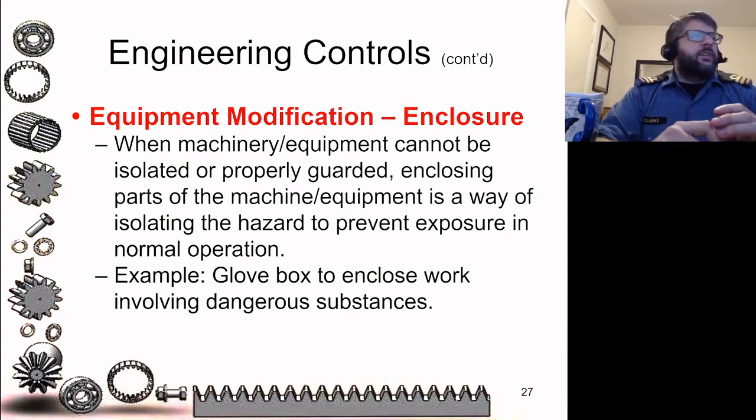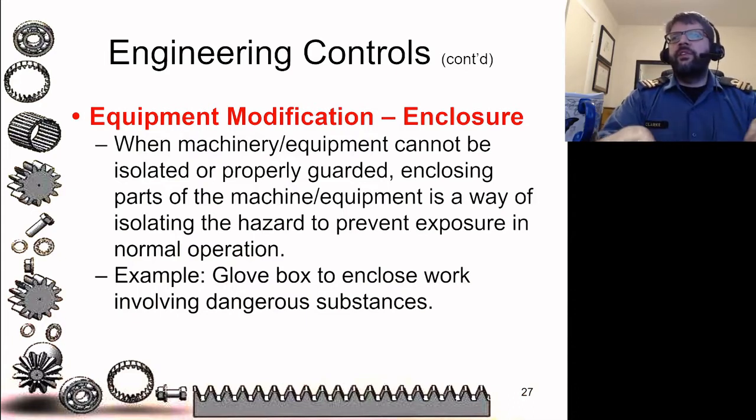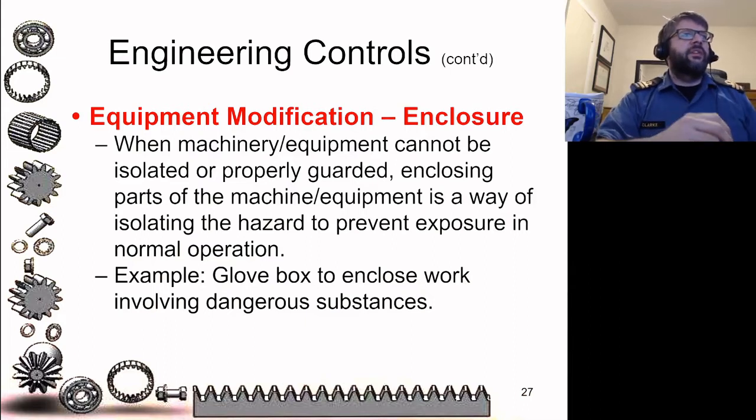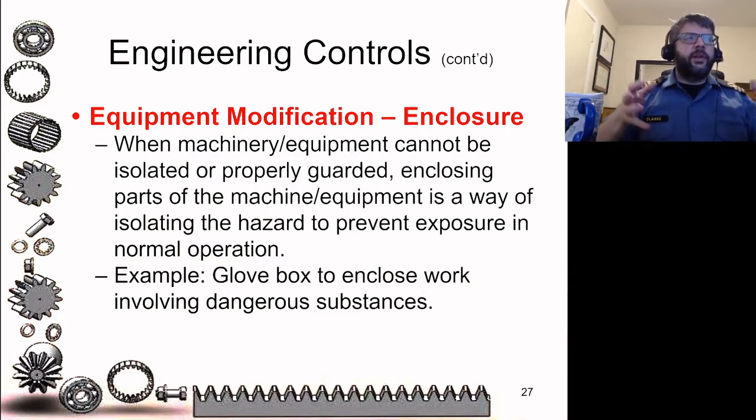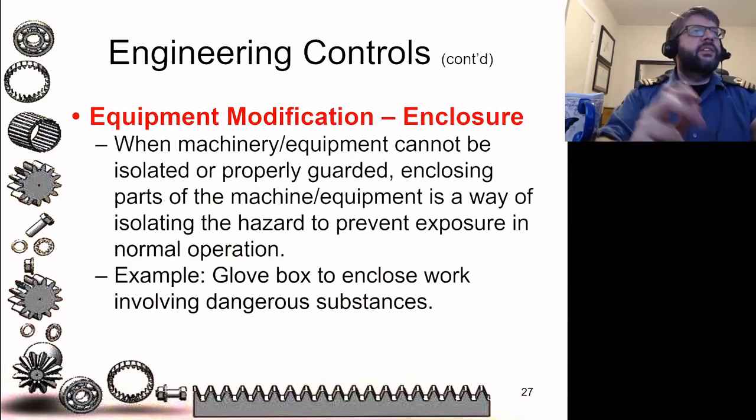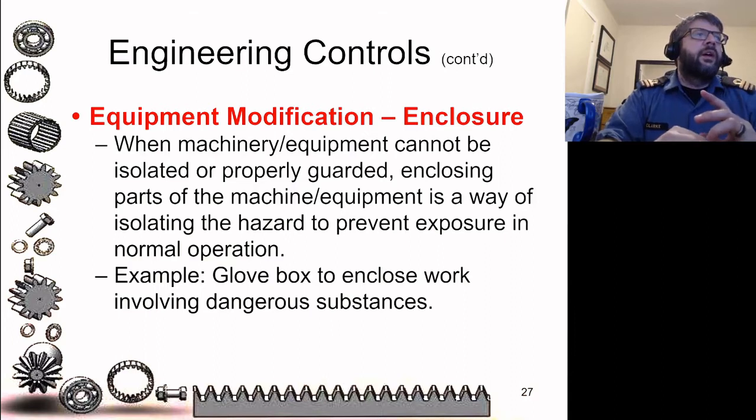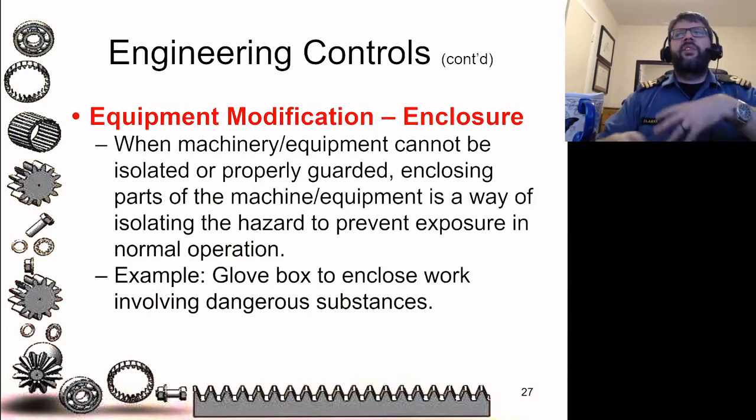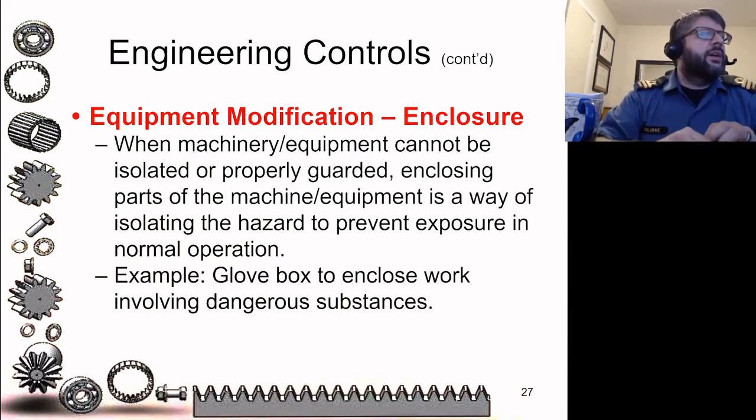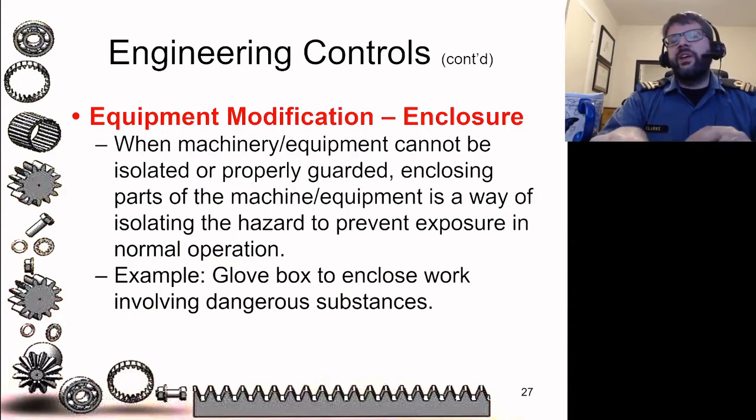So sometimes you might just want to enclose the machinery. Again, a glove box would be a suitable example. You've got a box, you've got these gloves attached to the box, and you can still manipulate what's going on inside through the gloves. So you're not completely isolated from the process. The person's still right there. So obviously, if the glove box fails, then the person's going to be potentially exposed to the chemical instead. But it's a layer of protection that can be used.